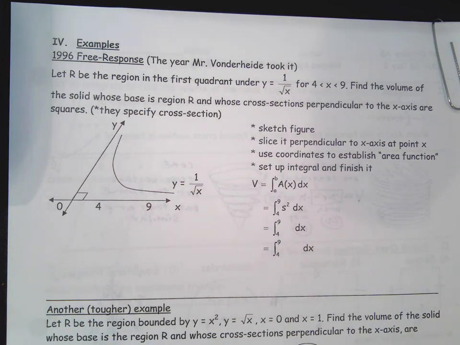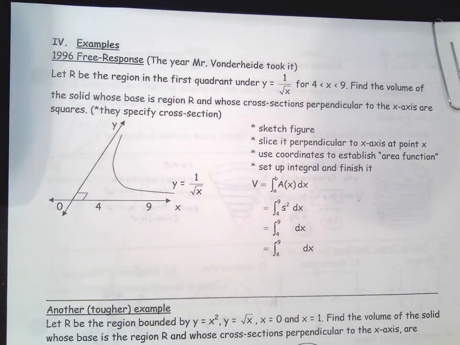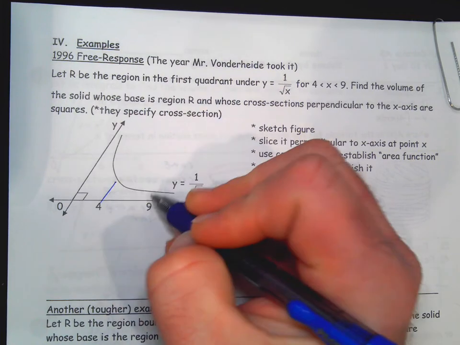So let R be the region in the first quadrant. Now, they may give you a picture. They may not. You might have to draw the picture yourself. I've already drawn it here. And I've drawn it slanted on the page to give it a little more perspective. I'm usually not going to draw the axes slanted like this, but I just did here. So you have y equals 1 over the square root of x. We're going from 4 to 9.